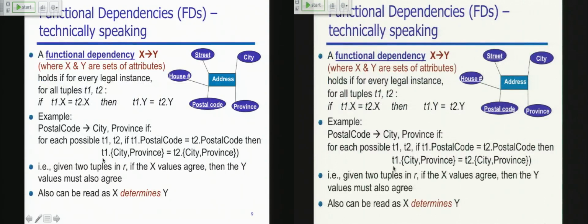Another example would be postal code functionally determines city and province if for each possible instance that you can have, always for any T1 and T2, if T1.postal code equals T2.postal code, then T1.city and province also equal T2.city and province. So if two values agree on the X part, they also have to agree on the Y part. We read this as X functionally determines Y, there's a functional dependency, or X determines Y.